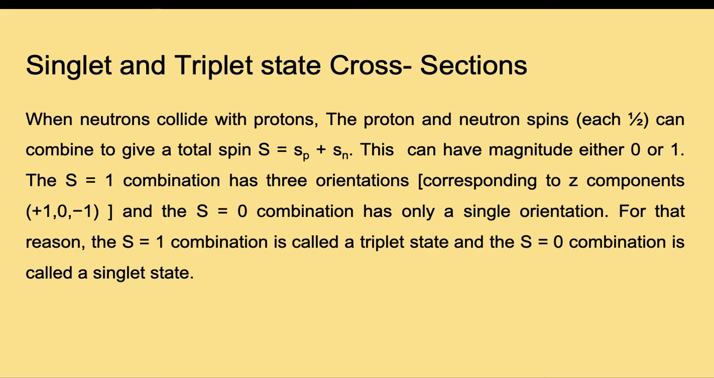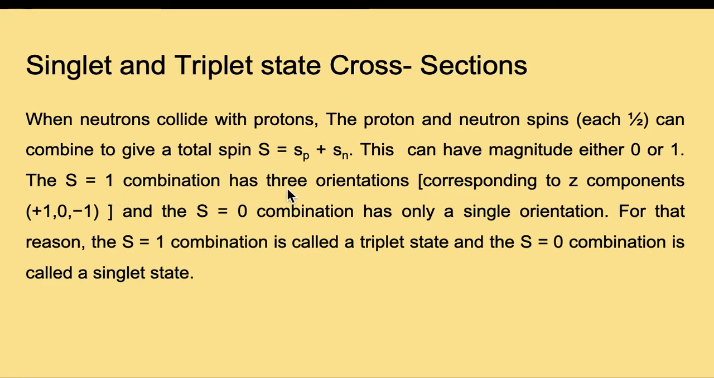When neutrons collide with protons, the proton and neutron spins, as we know, each have the value one half, and can combine to get a total spin S equals Sp plus Sn. This can have magnitude either 0 or 1, that means if they are parallel or anti-parallel. If they are parallel, the spin is 1, and if they are anti-parallel, the spin is 0.